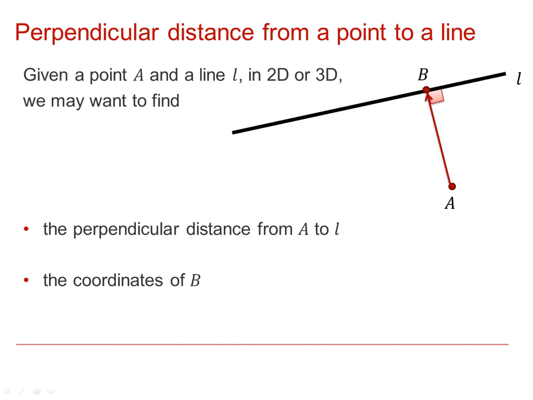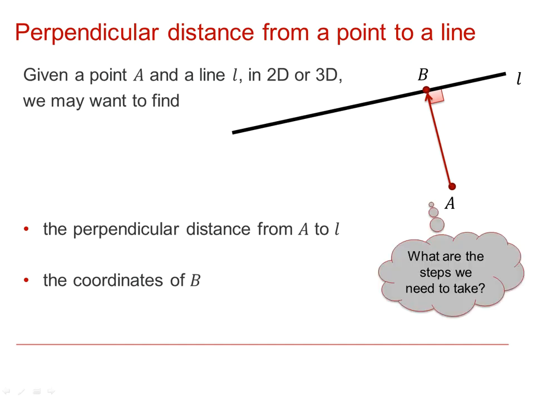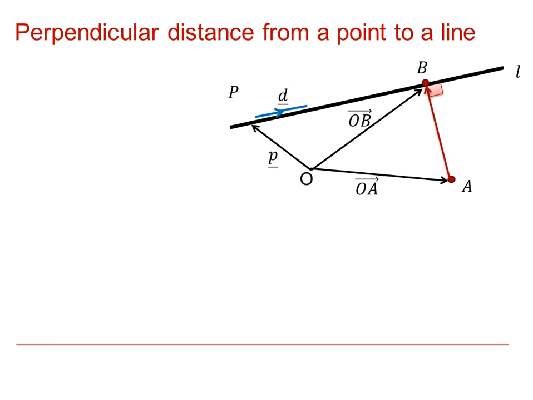Now what I want to do first of all is to think about what steps we need to take to go through this problem. So here I've just added a few things into the diagram, the vectors from the origin to A, B, and then the position vector of some known point P on the line and the direction vector.